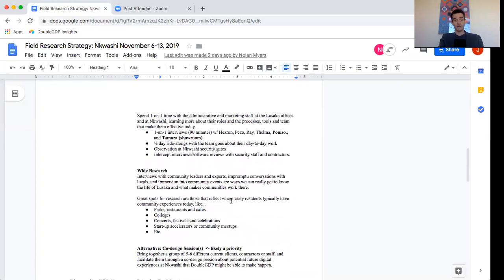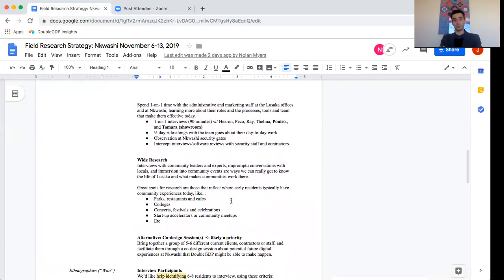And then while we're on the ground, we'll probably do two more things. One is we'll just spend a bunch of time getting to better understand Lusaka and what the surrounding community is like. Call that wide research. We'll probably spend a bunch of time in parks and restaurants and cafes just trying to understand what the community is like. Swing through some of the colleges because we know a lot of the early residents of Nkwashi are a little bit on the younger side.